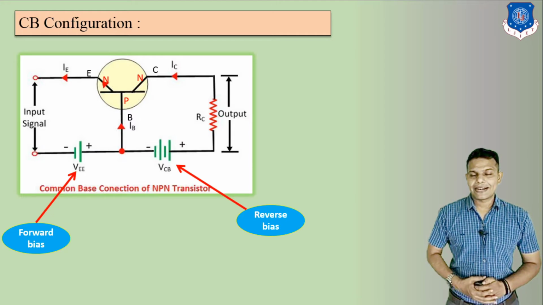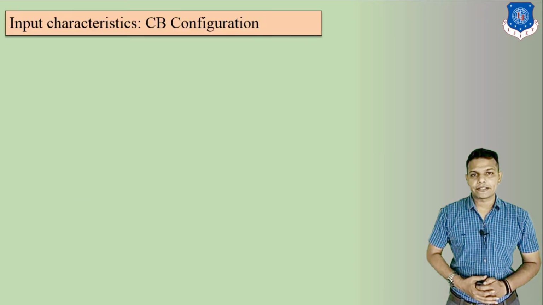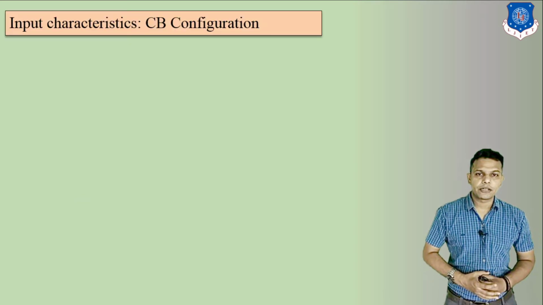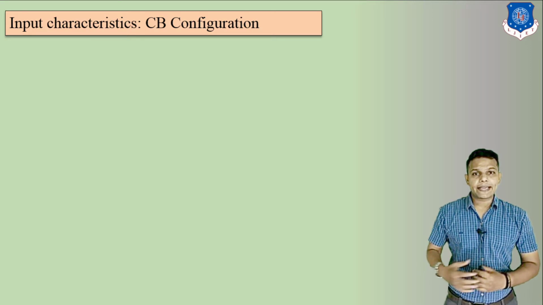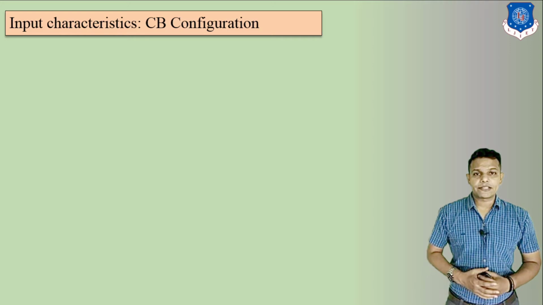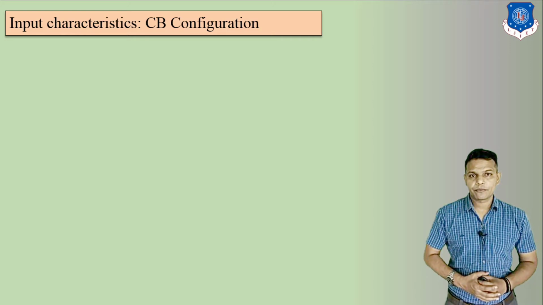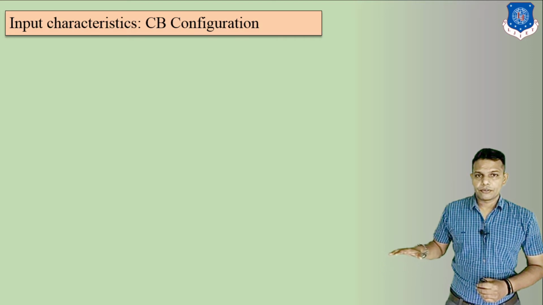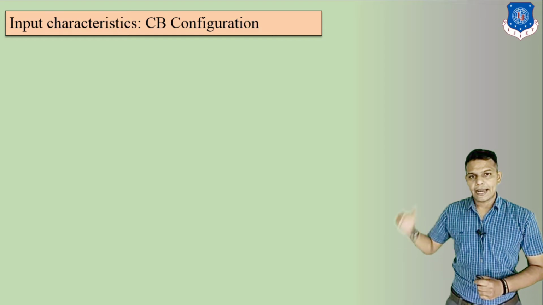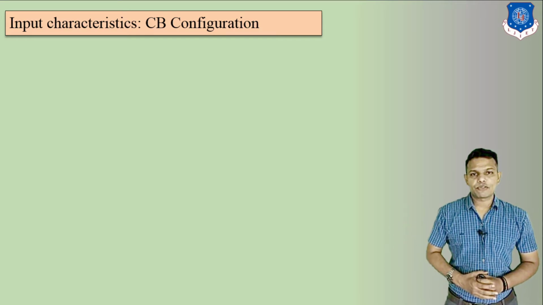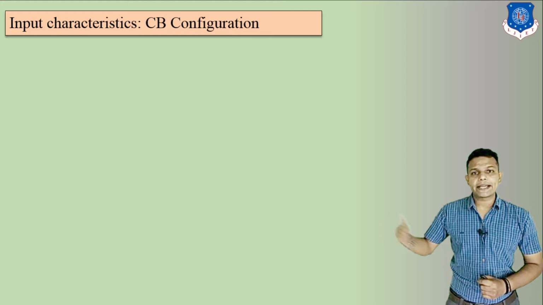So now let us discuss input characteristics. Here we can see input characteristics of CB configuration. It is similar to the VI characteristics as we discussed in chapter number 1, VI characteristics of PN junction diode. So here on the x-axis we have to plot different voltage values, and on the y-axis we have to plot different current values. So it becomes VI characteristics.